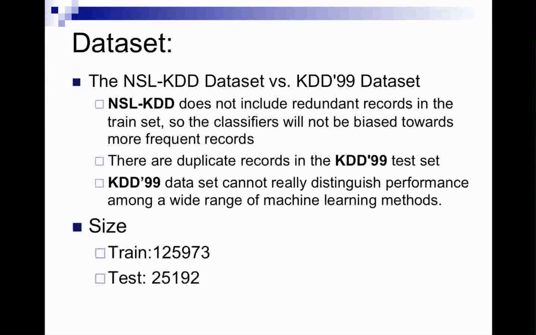So I have two choices on dataset. The first is a reformulated NSL-KDD dataset, and another is a standard benchmark KDD99 dataset. I choose the former one. Why? First, the NSL-KDD does not include redundant records, so my classifier will not be biased towards some more frequent records.